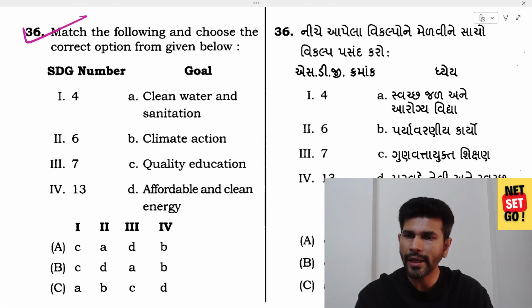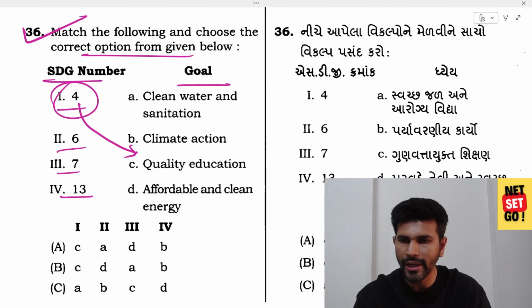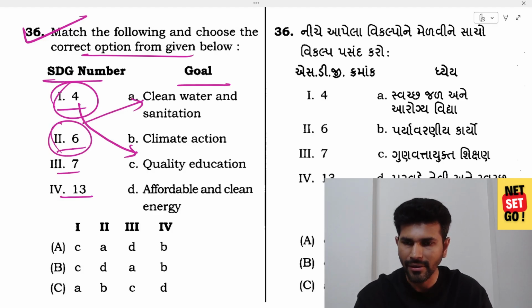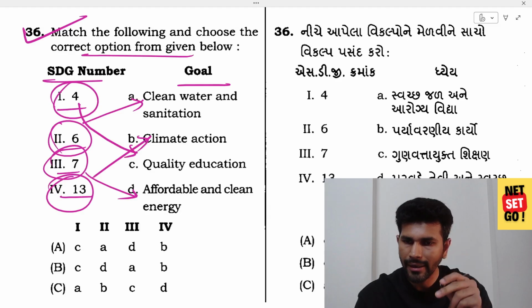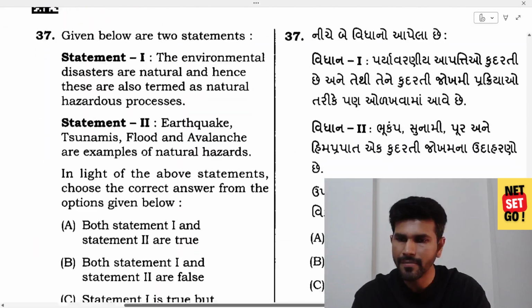Next, match the following and choose the correct option. SDG number and goals are given. These 5 questions are from people and environment. SDG 4, 6, 7, 13. SDG 4 belongs to quality education. 6 is for clean water and sanitation. 7 is for affordable energy and 13 is for climate action. So CABB is correct sequence and option A is correct answer.